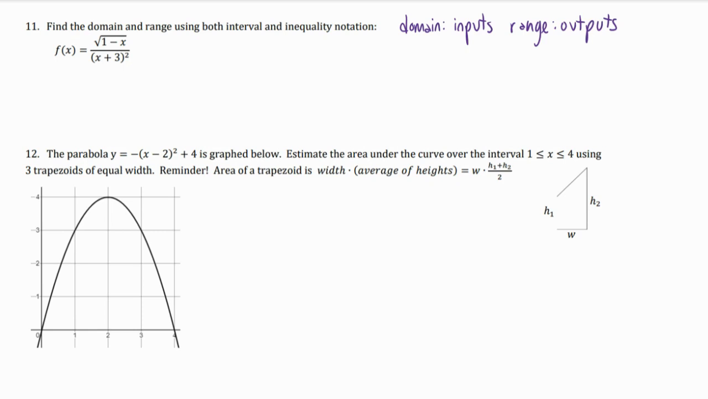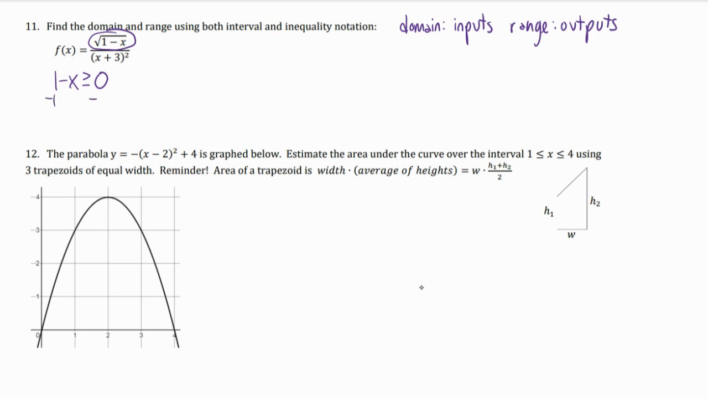So domain is the set of inputs. So I see a couple things. First, I see a square root, and a square root has limited domain because you can't take the square root of a negative. So if you can't take the square root of a negative, then what's inside has to be greater than or equal to 0. So therefore, all the values must be greater than or equal to 0.